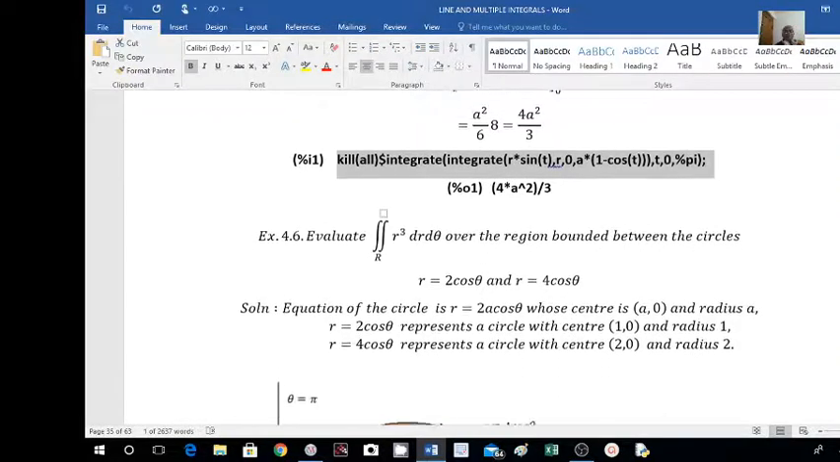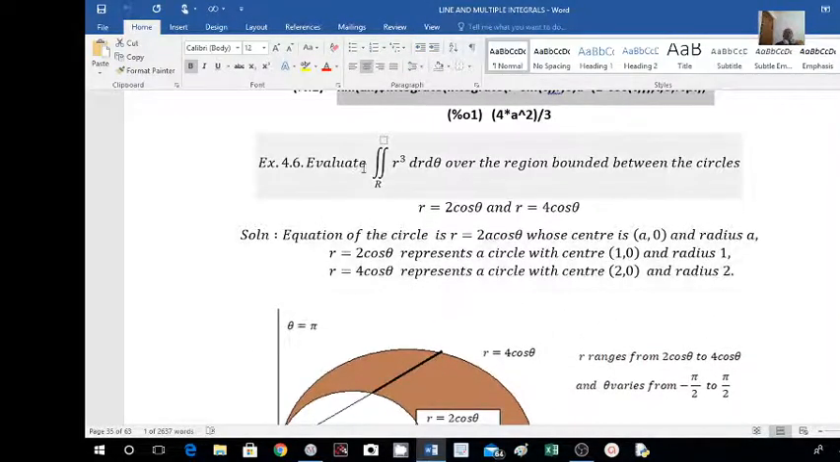Next, one more example. Evaluate the double integral of r cube dr d theta over the region bounded between the circles r equal to 2 cos theta and r equal to 4 cos theta. In polar form, the equation of the circle is like this: r equal to 2a cos theta. R equal to 2a cos theta represents a circle whose center is at the point a comma 0 and radius is equal to a.